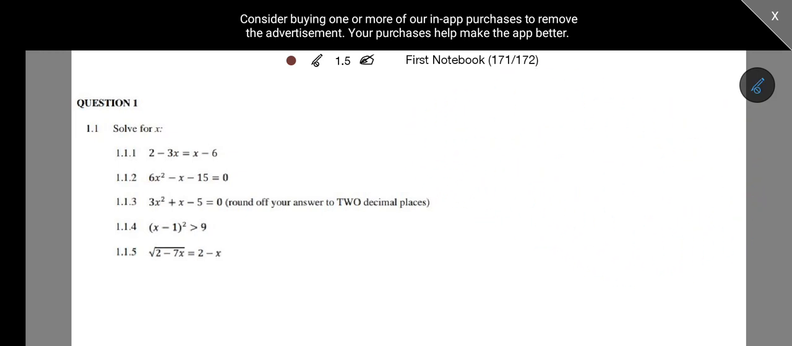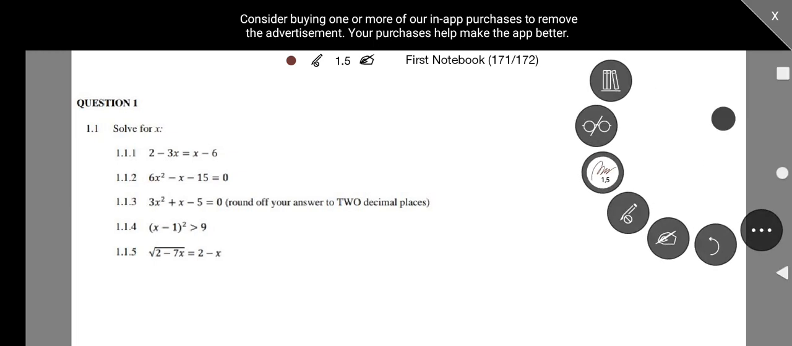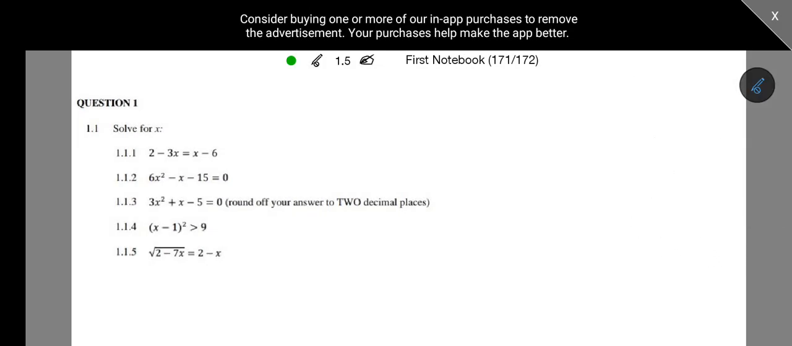Now we are moving to 1.1.4, and that is an inequality type of problem. So it says x minus 1 squared, x minus 1 squared is more than 9, right?